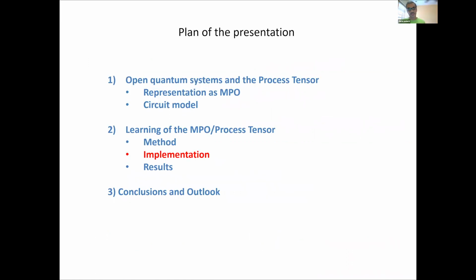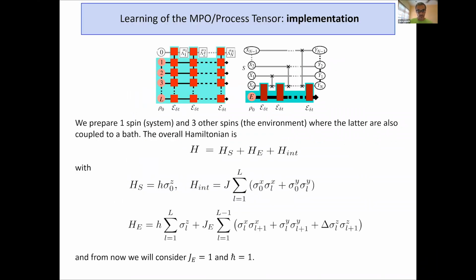Okay, so now let's implement this method that we built before with these new ideas of the process tensor to try to learn an open process tensor. Okay, so we prepare one spin system and 3 other spins, which for us will form the environment.